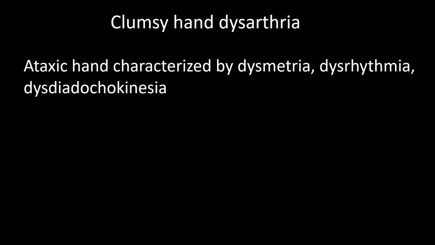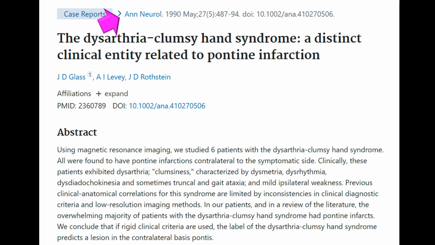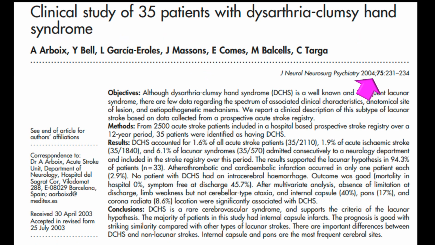It is characterized by a hand that is more ataxic than weak. Dysarthria is often associated with mild facial weakness. This syndrome is most often associated with a lesion at the basis pontis or genu of the internal capsule, contralateral to the affected arm. It is interesting that in a paper published in 1990, it was found that dysarthria clumsy hand syndrome predicts pontine infarction, whereas another paper published in 2004 described the internal capsule as the most frequent site of involvement.